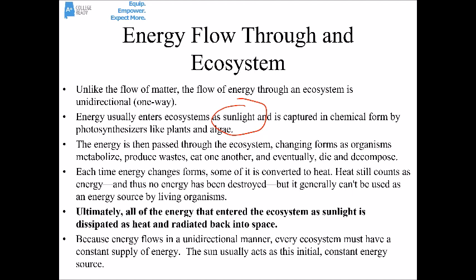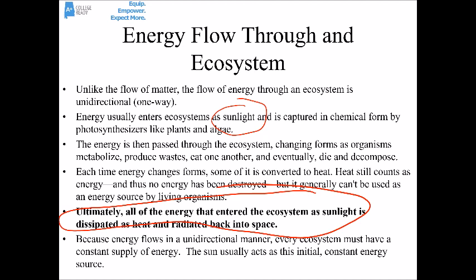changing forms as organisms metabolize the biomolecules that they eat, and make some waste. Each time that energy changes forms, some of it, in a lot of cases a big part of it, is converted into heat. Heat leaves the organism and goes out into the environment. It's still a form of energy. It's not destroyed, but typically it can't be used as an energy source by living things. And ultimately, all the energy that entered the ecosystem is going to leave it as heat, and it's going to radiate back out into space.